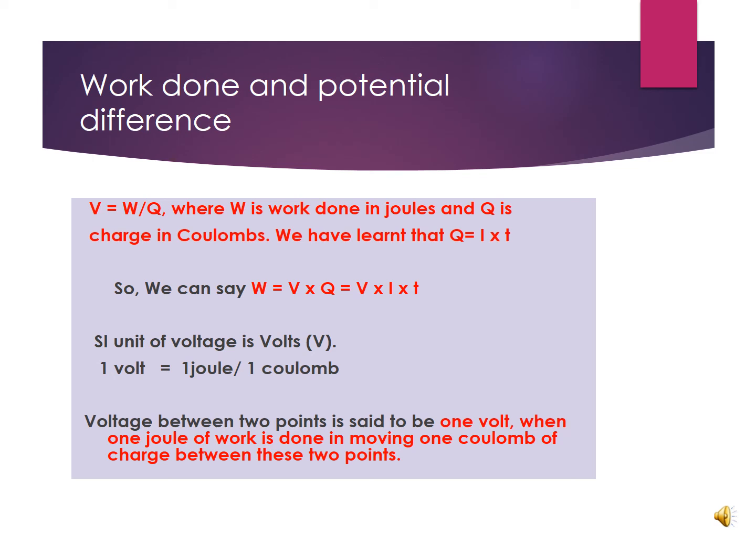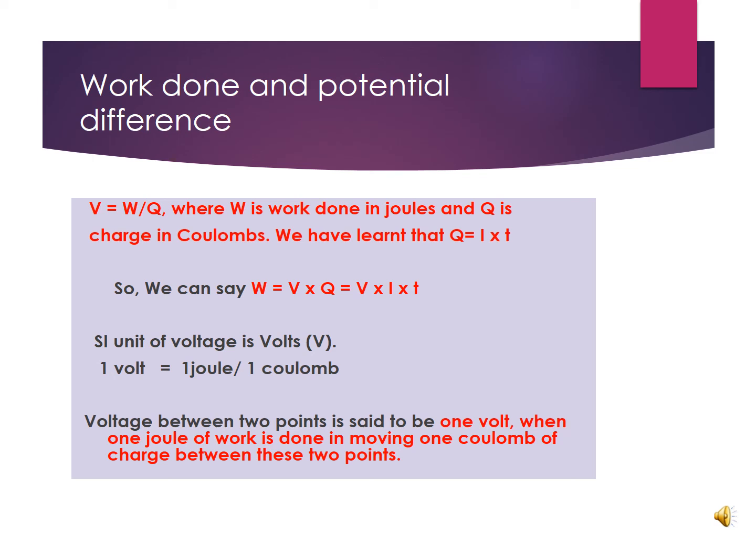And from the earlier definitions of current, we know current is equal to Q by T, or Q is equal to I into T. So I can write W is equal to VIT. That's the third formula we are learning.